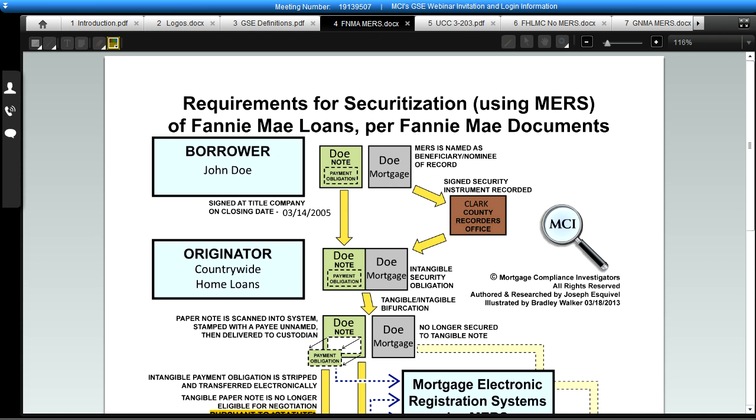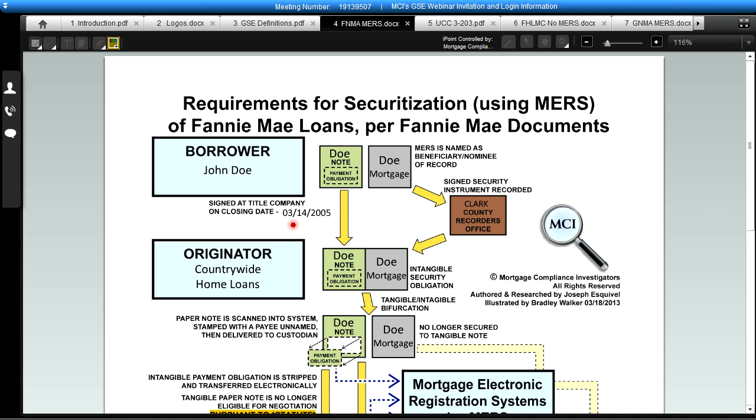So we're going to start from the top, and we're going to use John Doe. Along with John Doe, we're going to use Countrywide because Countrywide's been around for a while. So we have a borrower, and the borrower is John Doe. John Doe goes to the title company, and on March 14th of 05 he's at title, and he signs roughly anywhere between 60 and 80 documents.